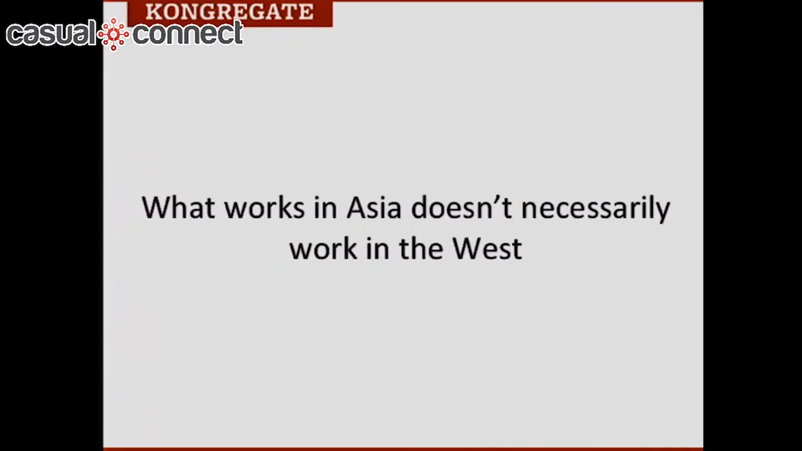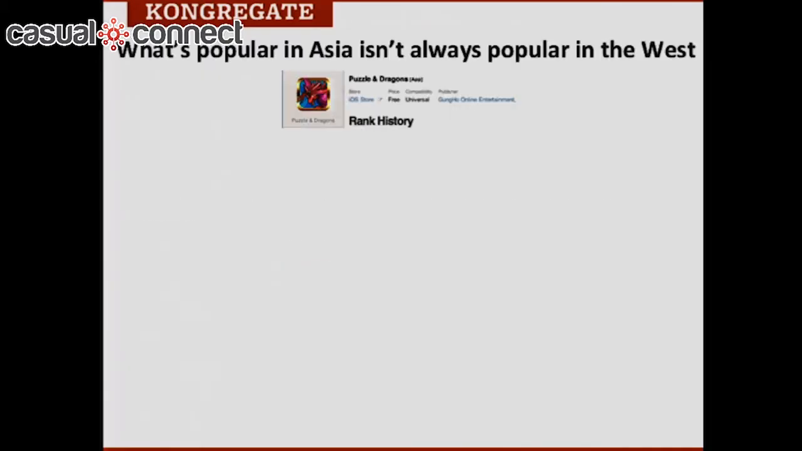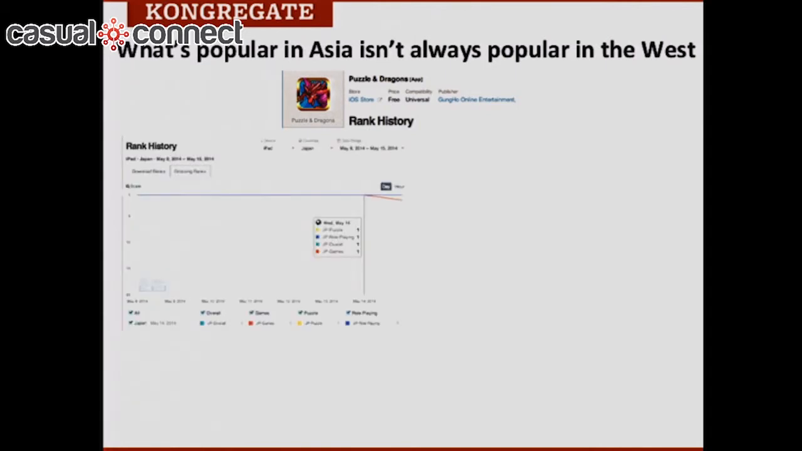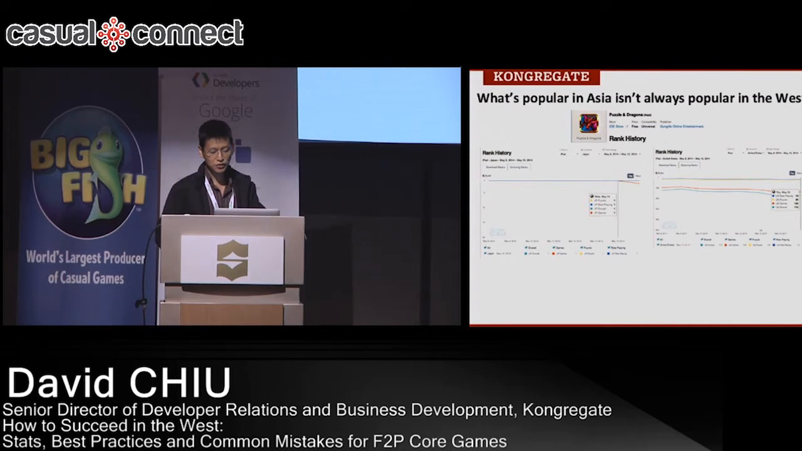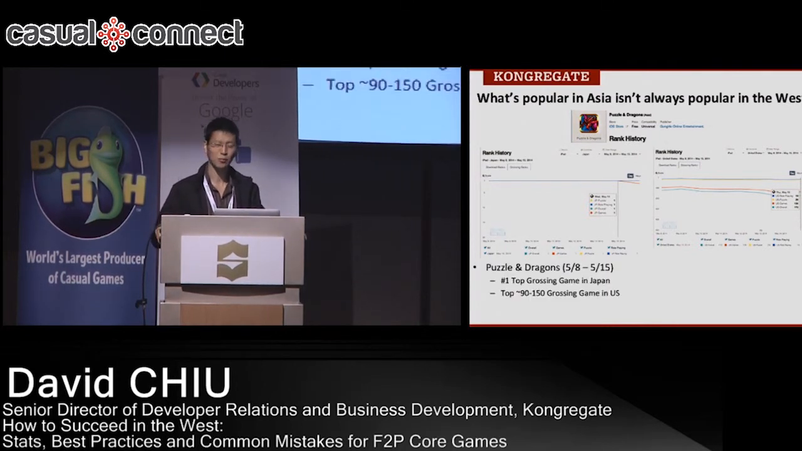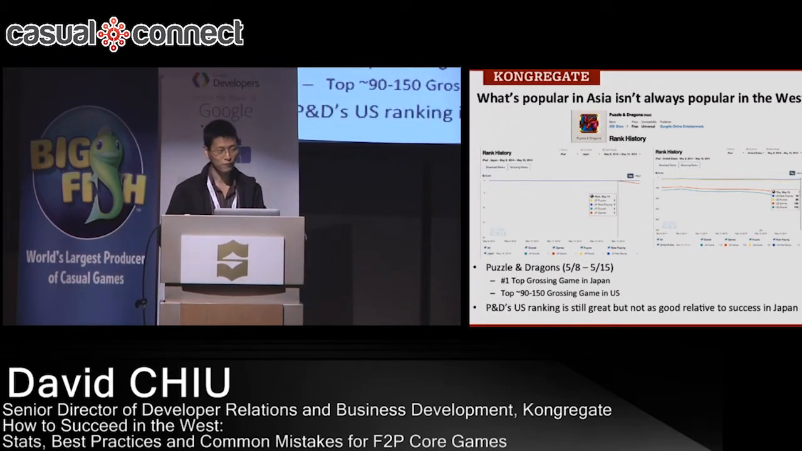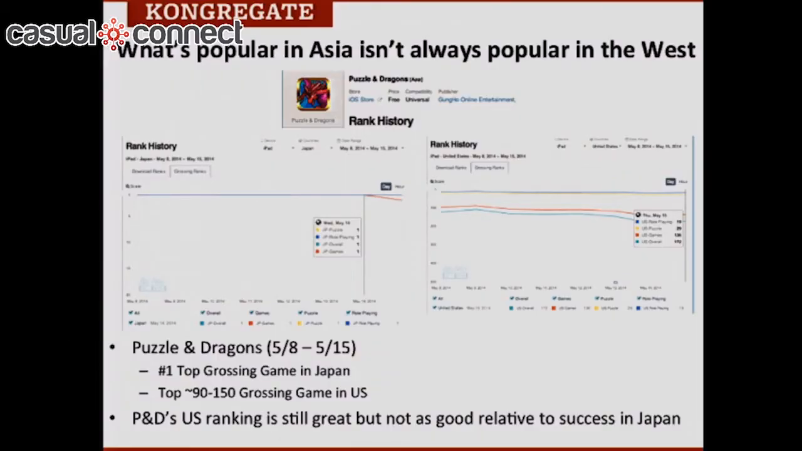So first of all, what works in Asia doesn't necessarily work in the West. First example is Puzzle & Dragons. Hugely popular and successful game in Japan. It's been number 1 in top grossing charts for a really long time. However, in the US, you can see in the App Annie data that while it's still good, it's usually in the top 90 to 150 top grossing charts. Sometimes it could be higher due to an update event or sale, but usually around that range. Top 100, 150 is still pretty great, but not as good relative to this game's success in Japan.